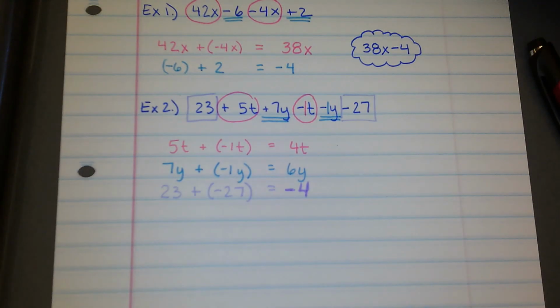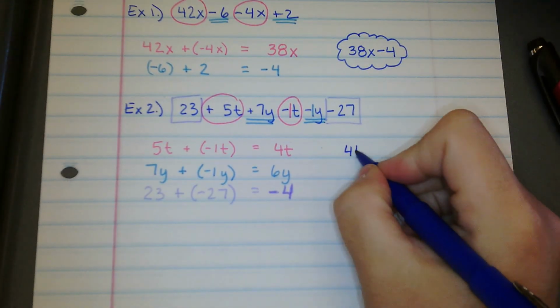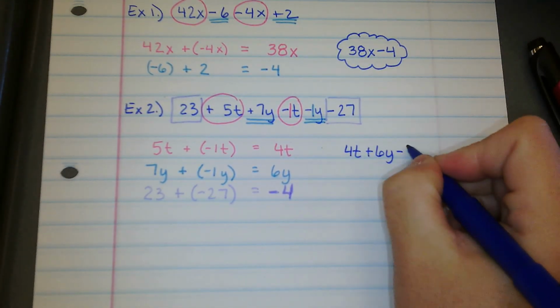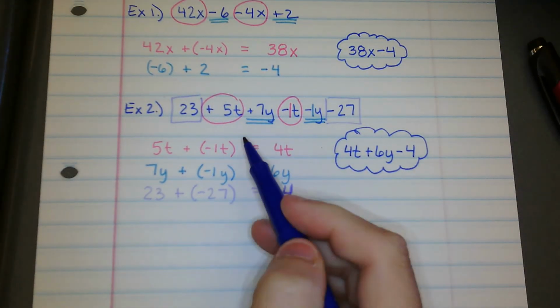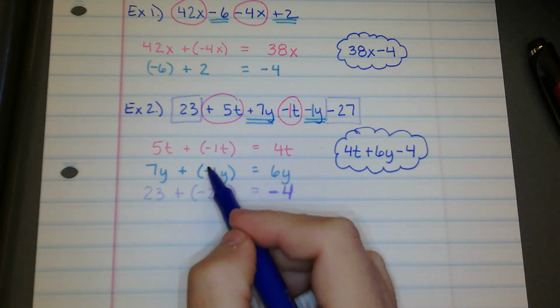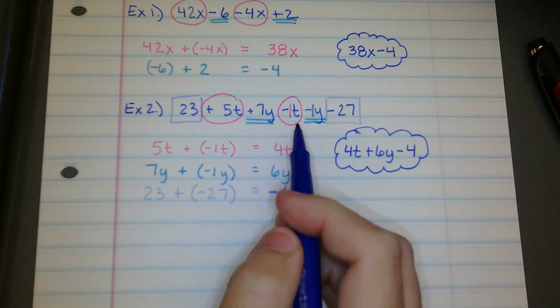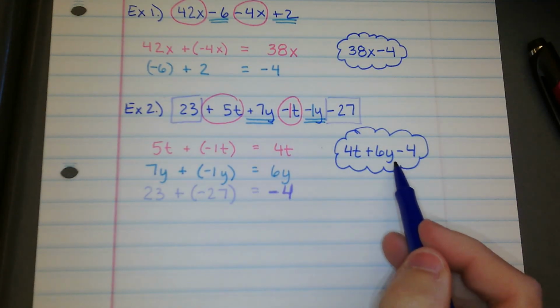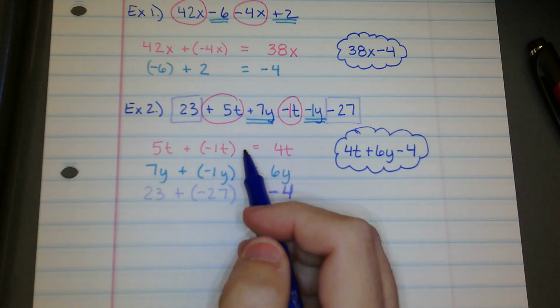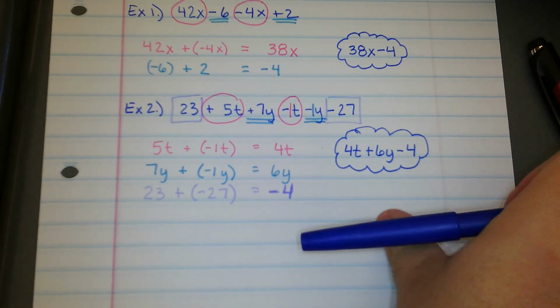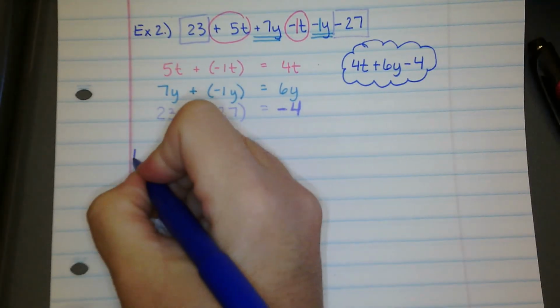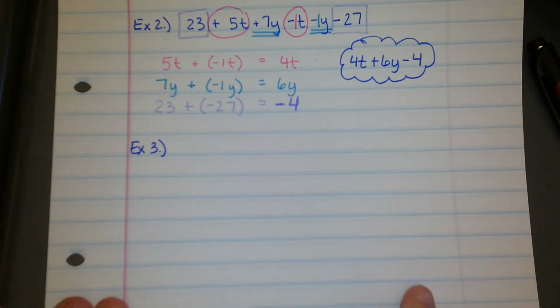Let's take a look at our final answer. Final answer for example 2: 4t plus 6y minus 4. That is our answer. Now, you don't have to write all this out in all these separate steps. You can just do that in your head. I'm looking for this final answer that's in a cloud. I'm just showing you what it is that I'm doing to get to the answer so that you'll have a procedure in mind to do. We've got one more example, and then it's time for you to do them on your own.